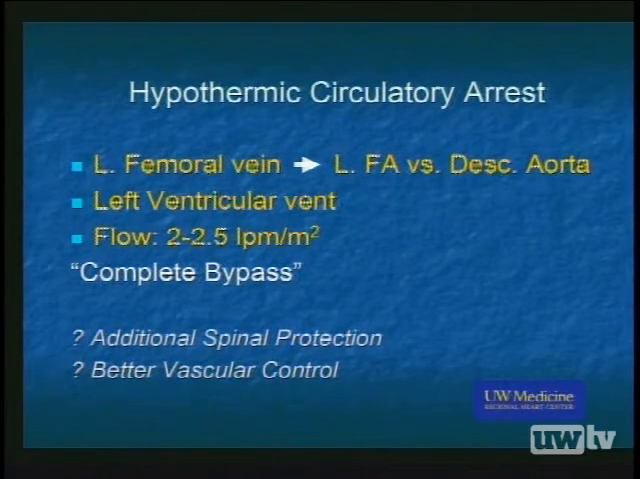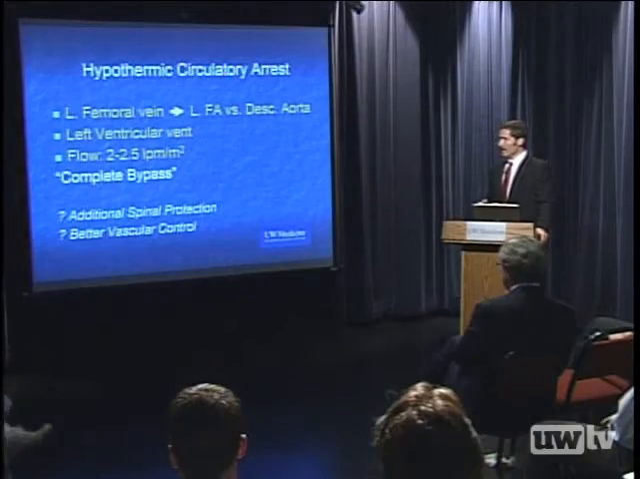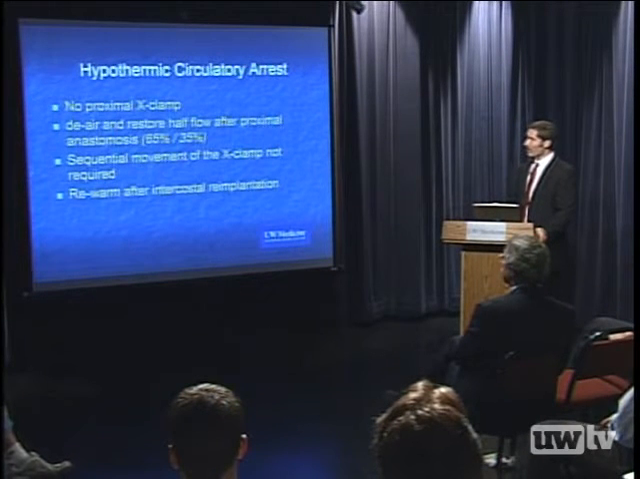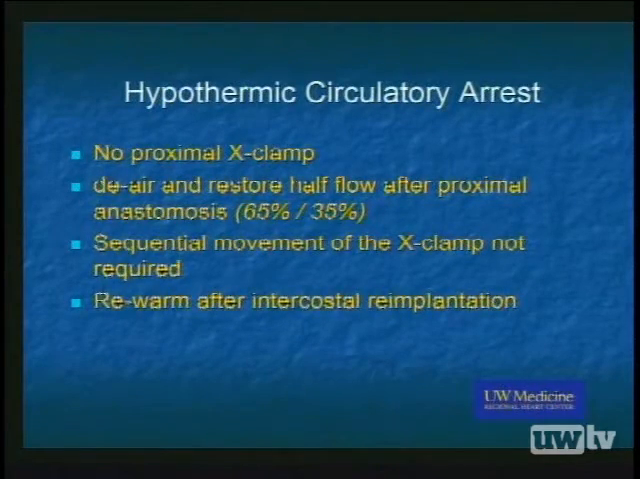Those that use this feel that it provides an additional layer of spinal protection, but in point of fact, its greatest utility is in providing better vascular visualization and control in specific cases, notably those wherein the aortic arch has to be opened. No proximal cross clamp is required, but it is imperative after completing the proximal anastomosis to de-air the proximal aorta and then restore flow in a 65-35 distribution.